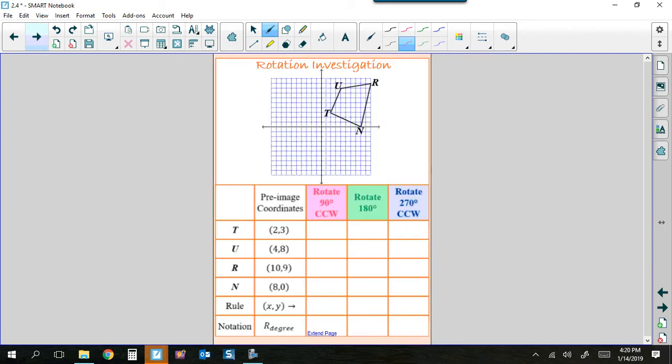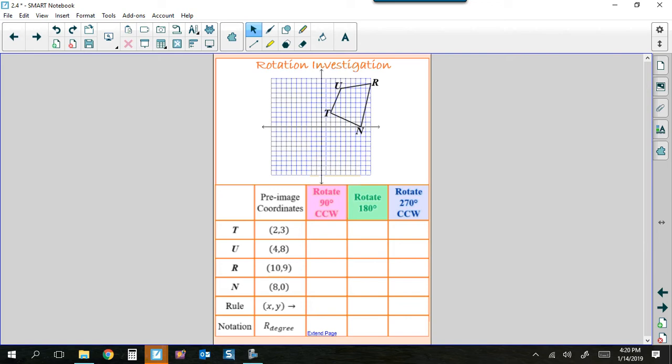So that leads us into the actual rotation itself. The first one we have is TURN, very original. We're turning our quadrilateral. So the last 3 lessons, hopefully you've noticed the names of our quadrilaterals. Pre-image, go ahead and graph it, and then push play again, please. Okay, so we're going to rotate 90 degrees.